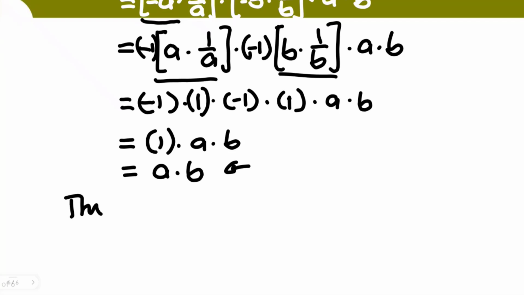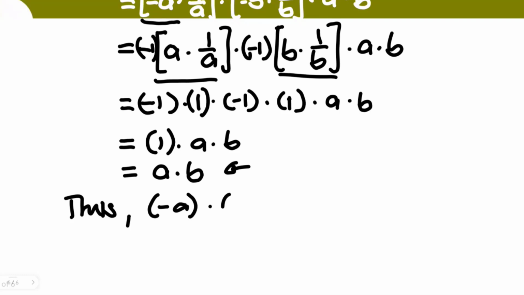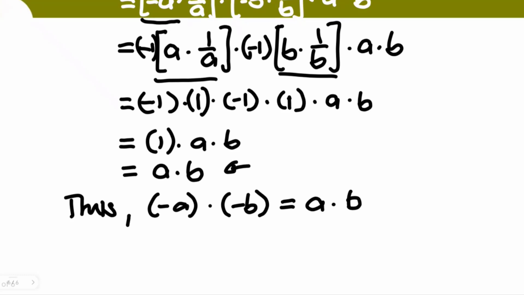Thus, we have shown that the product of negative a and negative b is equal to the product of positive a and b, where a and b are real numbers. This is the end of this proof.